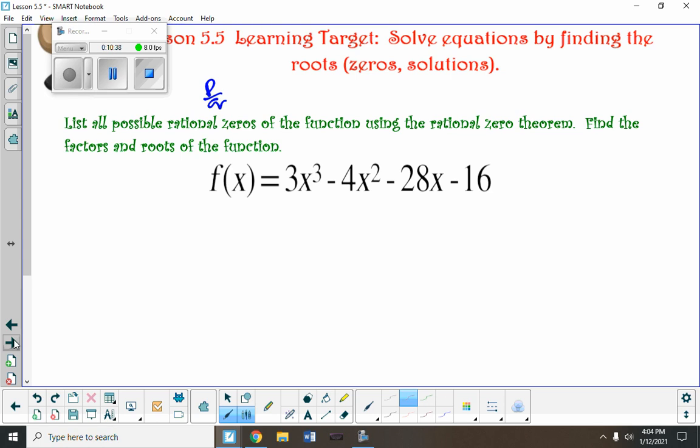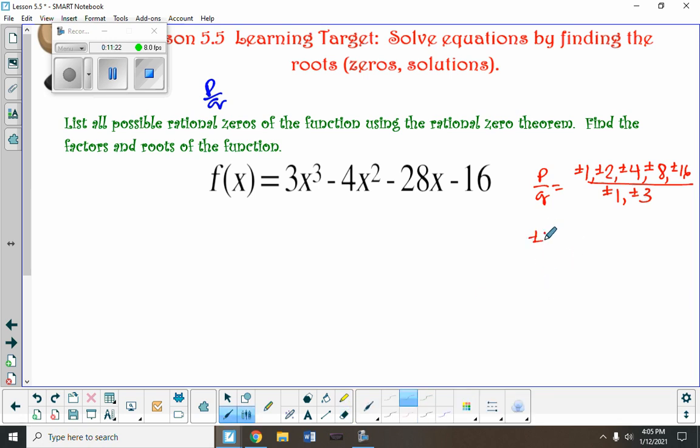So it says list all the possible rational zeros. So we're looking for the roots of the function using the rational zero theorem, and then we're going to find the factors and the roots. So first of all, we're not given any factors, so we're going to use the P over Q. So we're going to have the factors of 16. And then the factors of 3. Okay, so what we have then would be 1/3. Excuse me, let me go back here.